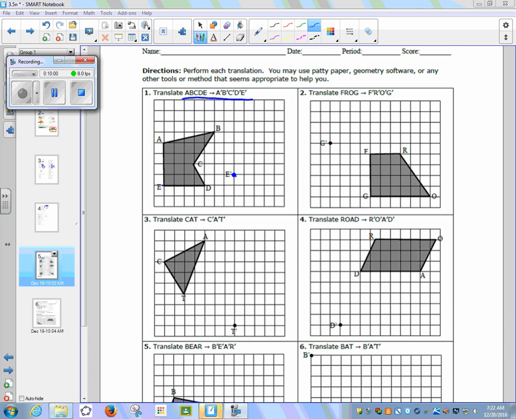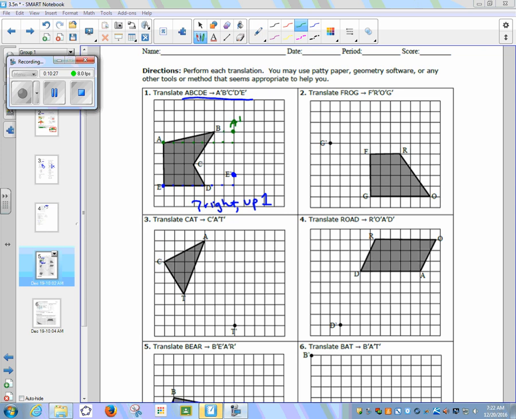So all you have to do is find where the original E is and count. 1, 2, 3, 4, 5, 6, 7 to the right, and up 1. And that's E prime. Well, then you just repeat that same exact thing with all the points. So here's A. 1, 2, 3, 4, 5, 6, 7 to the right, up 1. That's going to be A prime.